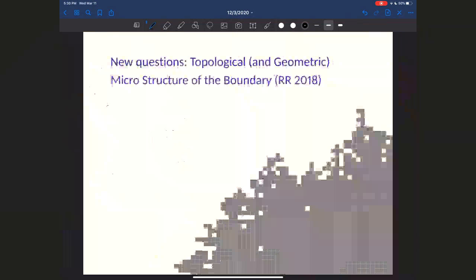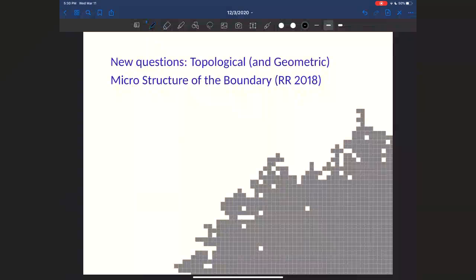Okay, but we're here for a new way of trying to understand these stochastic topological problems. We are going to look at the microstructure of the boundary and at the holes. We want to know the shape of the holes, the area of the holes, and how the holes behave in terms of when they are born and when they die. Okay, so before going on, are there any questions? No?